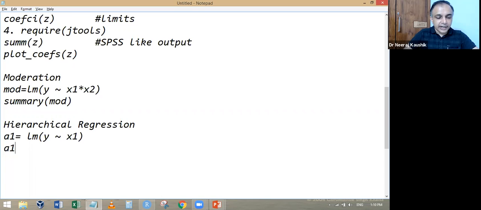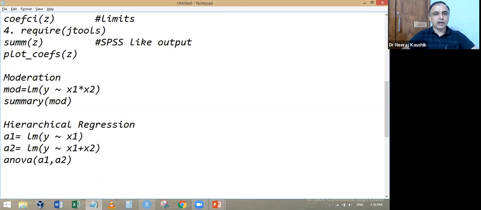Then I say A2 is equal to the same, but here now I have added plus x2 also. And I want to check whether there is any improvement. The command is ANOVA A1, A2. That's it. And it will check and it will report back.